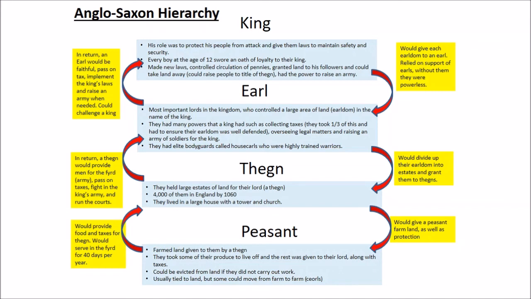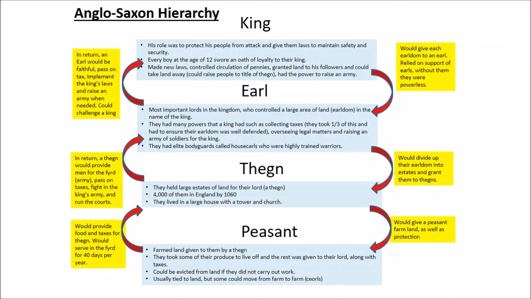Thanes, about 4,000 of them in England, warriors. They held smaller amounts of land from their lord, usually an earl. Thanes would fight in the army. They're a bit like knights, Thanes. They're like knights, but knights is a kind of Norman French thing. The English version is a thane. They would live in a large manor house. They would collect tax. They would have to use that money to improve the defences of their area. They would also run the courts as well.